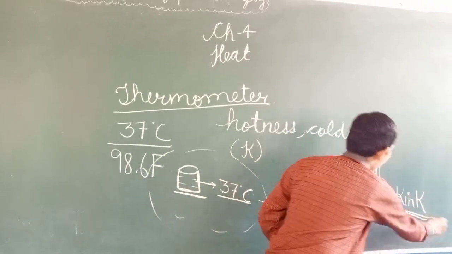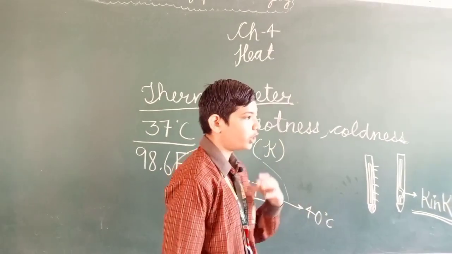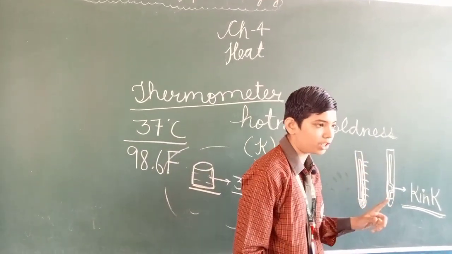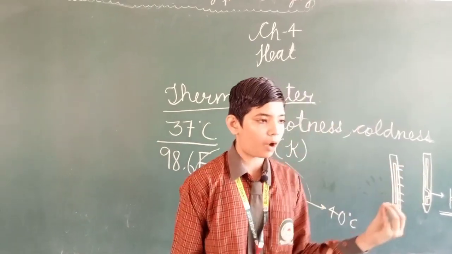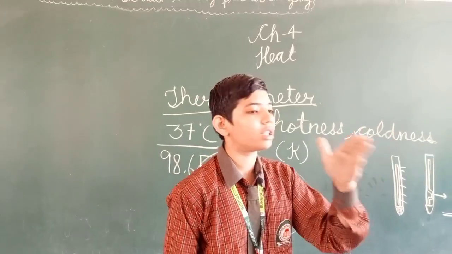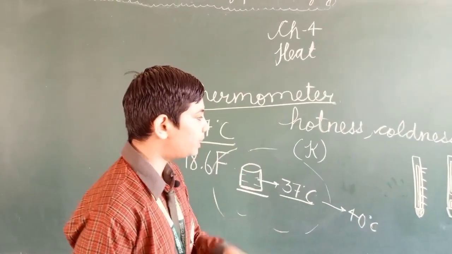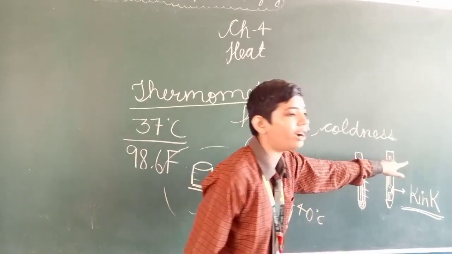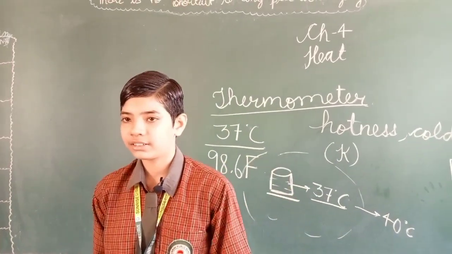And why is it there? What is its function? Maybe because of the surrounding temperature, the mercury goes down. So to stop this, there is a kink which stops the mercury, and we can measure the temperature.